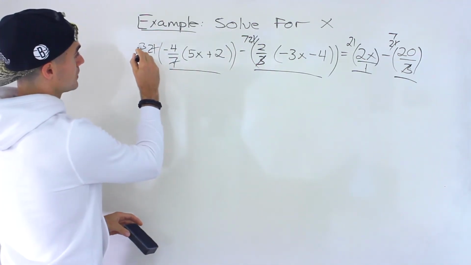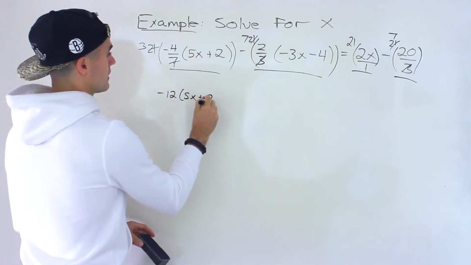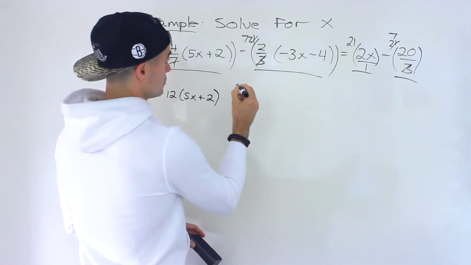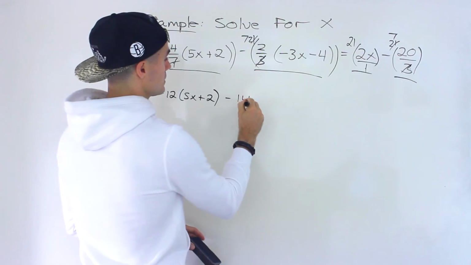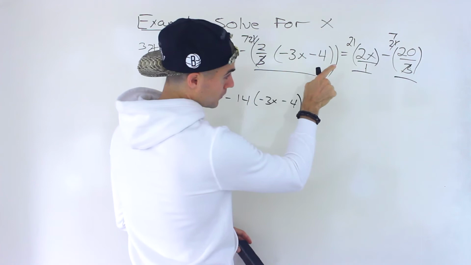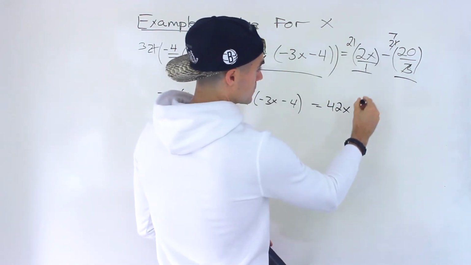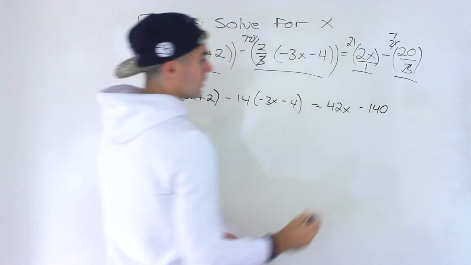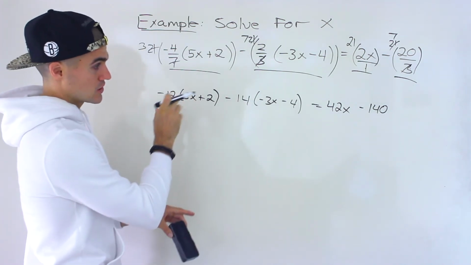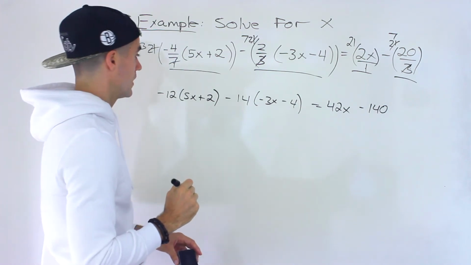And so what would happen is 3 times negative 4 would give us negative 12. And then we'd still have that 5x plus 2 in brackets. Here we'd have negative 7 times 2, which would give us negative 14. Then we got the negative 3x minus 4 in brackets still. And then we have 21 times 2x, which would give us 42x. And then we'd have 7 times 20, which would give us minus 140, like that. And now notice we have an equation. This is the exact same equation that we had before. We're going to get the same answer. It's just there's no more fractions now.